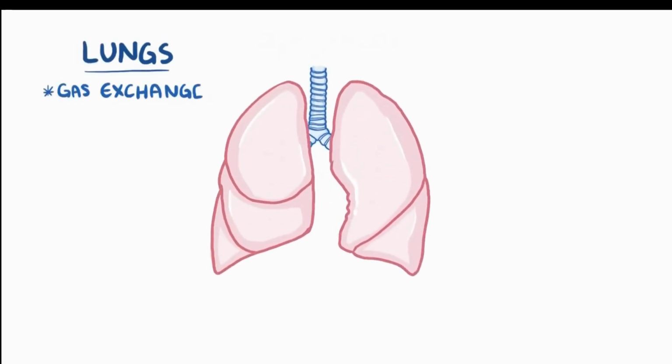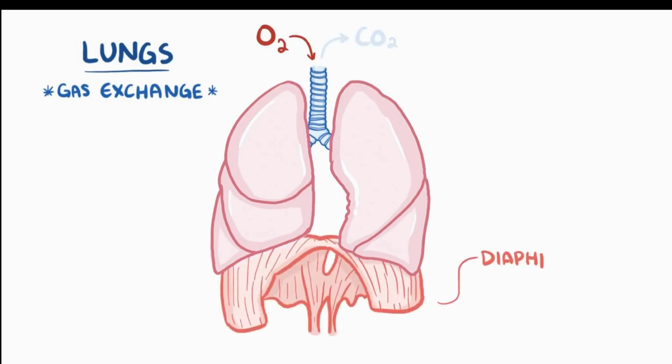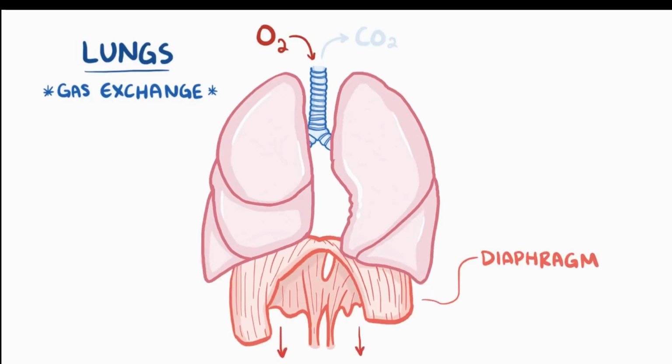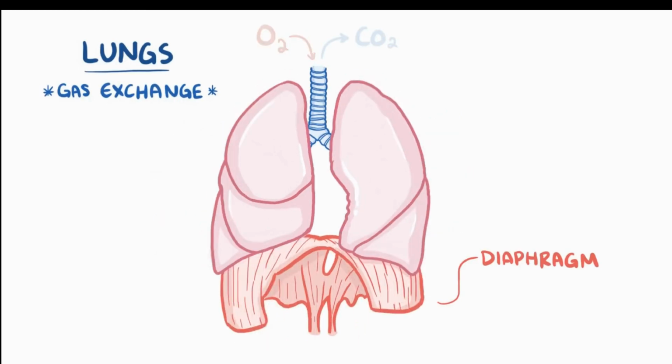The main job of the lungs is gas exchange, pulling oxygen into the body and getting rid of carbon dioxide. Normally, during an inhale, the diaphragm contracts to pull downward, and the chest muscles contract to pull open the chest, which both help suck in air like a vacuum. And then during an exhale, the muscles relax, allowing the lungs to spring back to their normal size, which pushes air out.